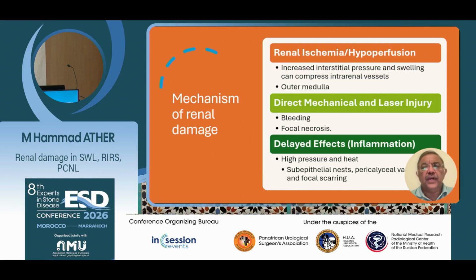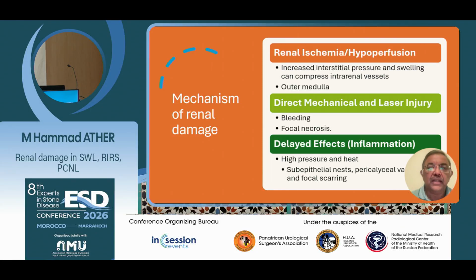The mechanism of renal damage during flexible ureteroscopy is also due to renal ischemia and hypoperfusion, and this typically occurs because the increased intrarenal interstitial pressure and swelling can compress the intrarenal vessels, and the outer medulla is the most frequently affected. Direct mechanical and laser injuries are also documented, which can result in bleeding and subsequent focal necrosis, development of cortical scarring, and collecting system narrowing.